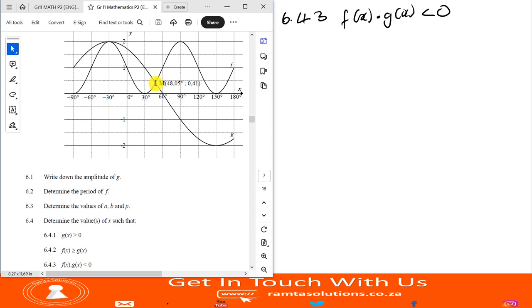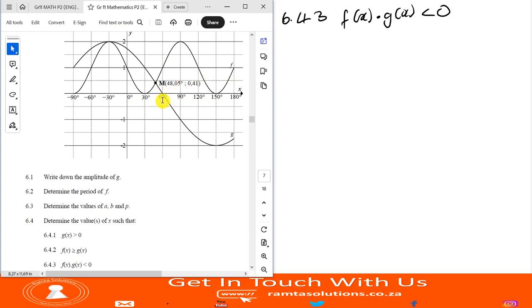Both of them are positive, and at some point it's 0. So we are not looking for that. As we go to the right of this point of intersection until 60 degrees, both of them are positive. Interesting. Remember, they said less than, they didn't mention equal to, so be careful.